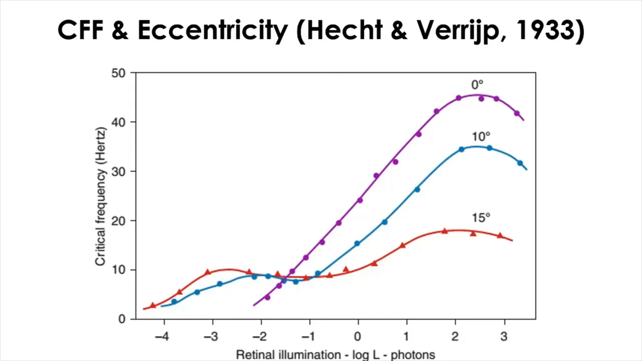So note that the Ferry-Porter law applies over a decreasing range as the eccentricity increases, and temporal resolution becomes poorer for eccentric locations. For example, the linear part of the curve at 15 degrees of eccentricity can only be found from 0 to, say, 1.5 log units, right? So as the eccentricity increases, the Ferry-Porter law now breaks down.